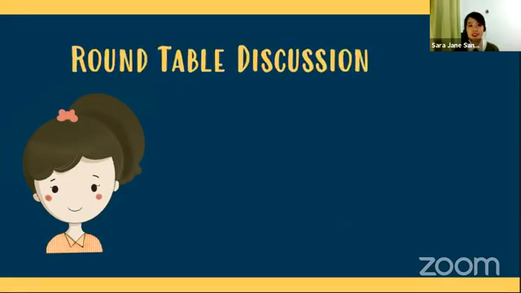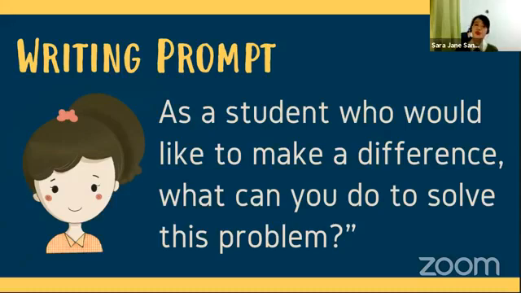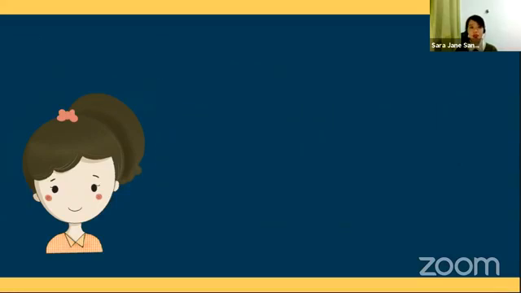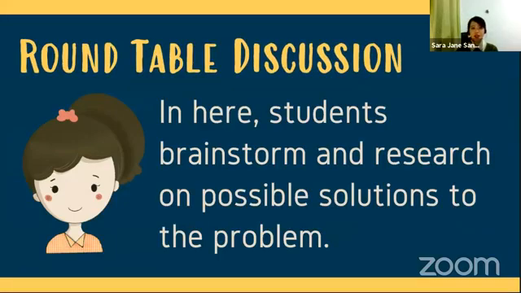After giving the writing prompt, I asked my students to go to different groups to have a roundtable discussion. I asked my students to choose from the pictures a while ago because we talked about different social issues. Some chose environmental issues, some chose issues about terrorism. When they chose, each of the students went to different groups who chose the same topics. In these groups, they did a roundtable discussion wherein the students brainstormed and researched on possible solutions to the problem.